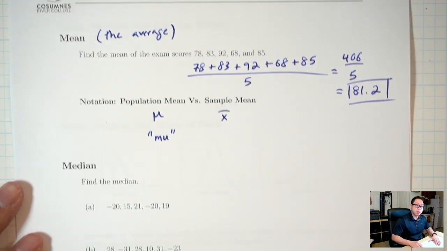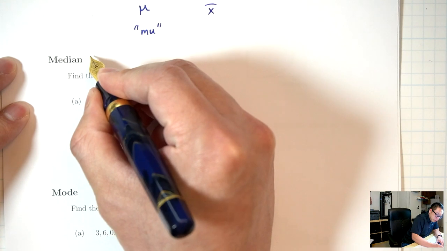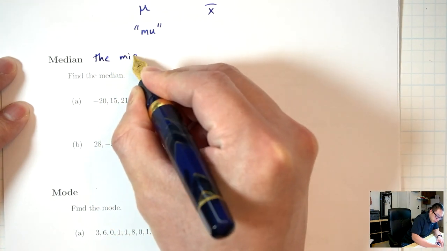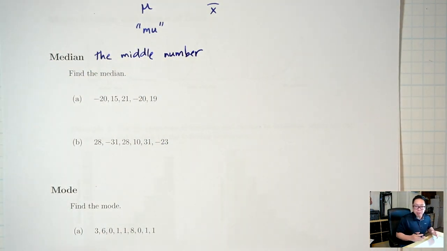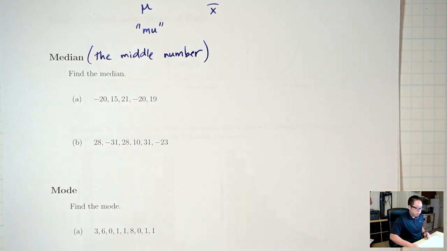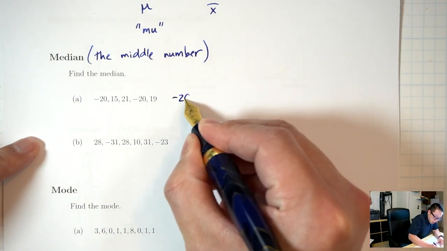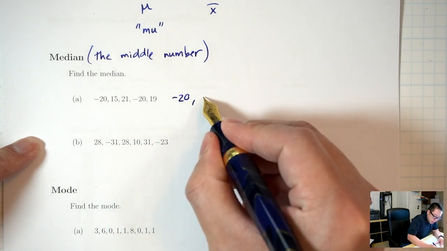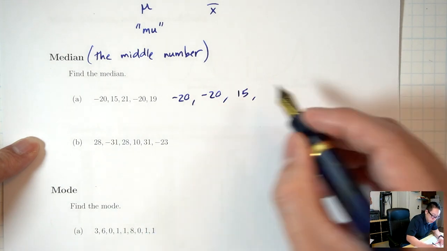Okay, the next measure of center is the median. The median is just the middle number after you put the data in order. So part A, negative 20, 15, 21, negative 20, and 19. So I'm going to put my data in order. So in order, it should be negative 20, negative 20. What's next? 15, 19, and then 21.